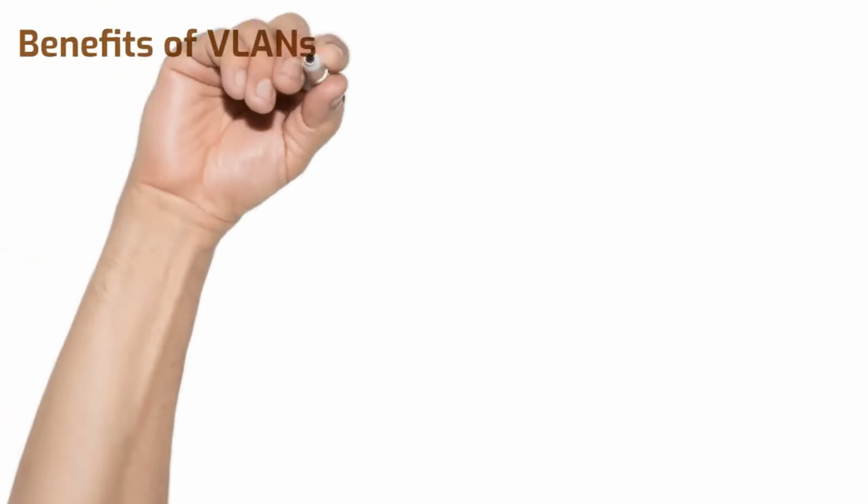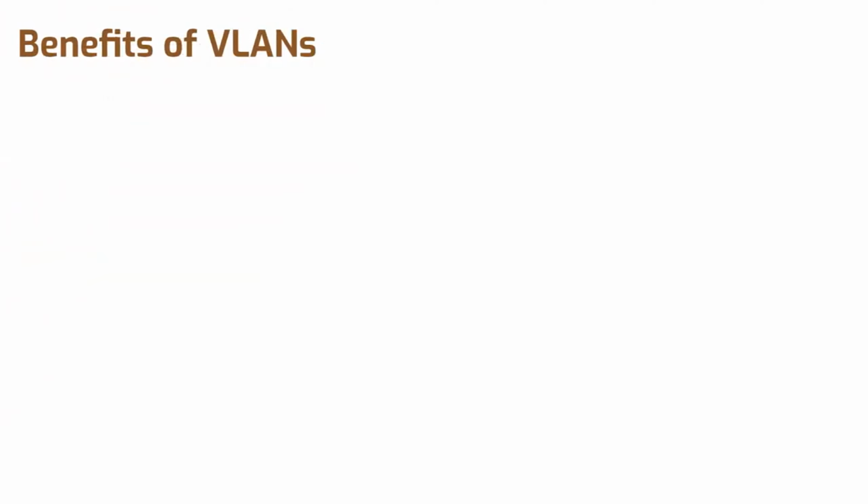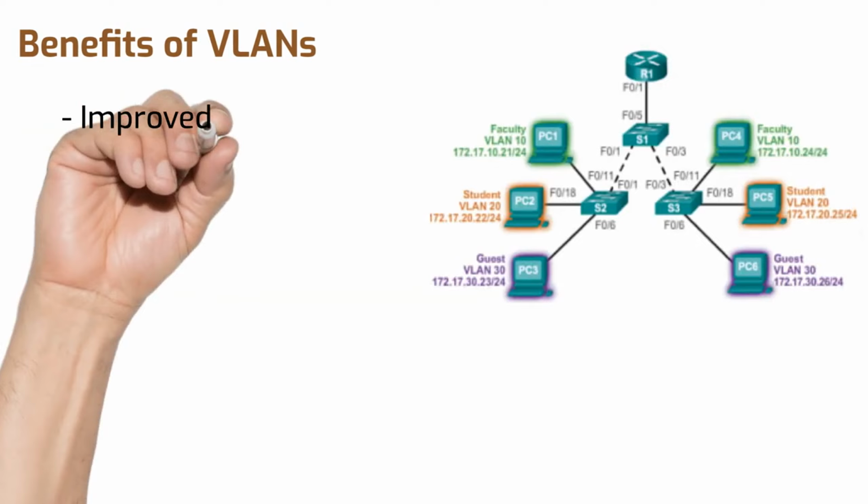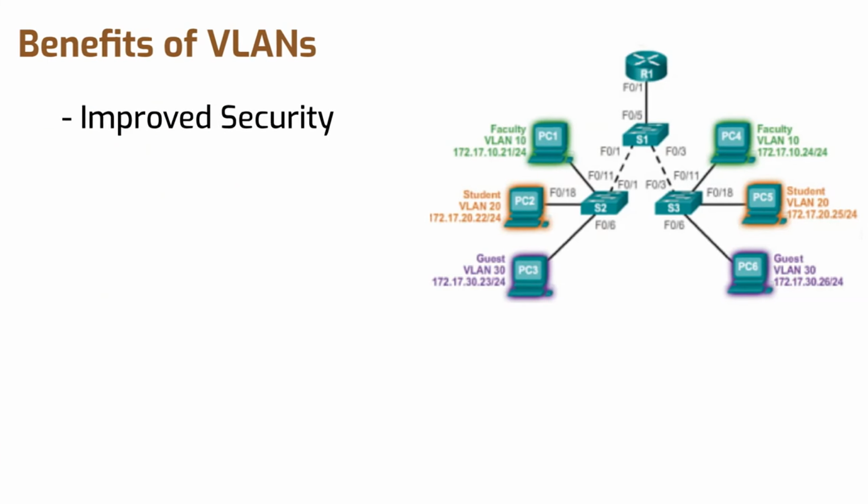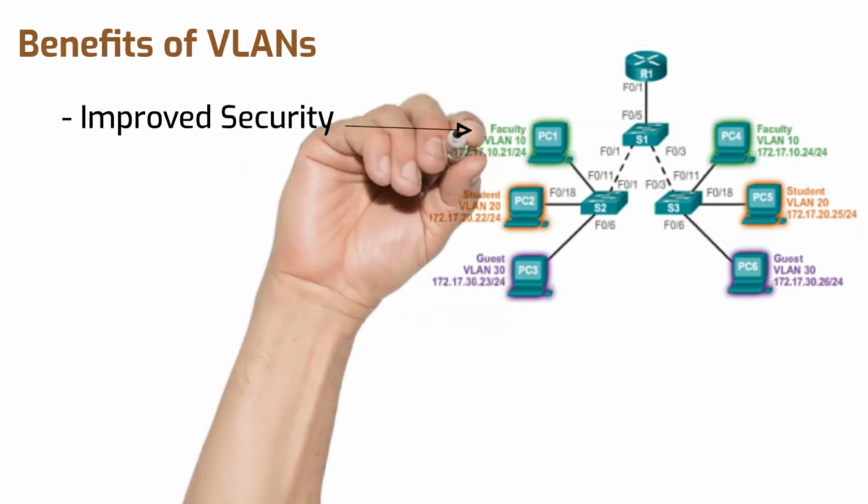Let's discuss about benefits of VLANs. The primary benefits of using a VLAN are as follows. Improved security. Groups that have sensitive data are separated from the rest of the network, decreasing the chances of confidential information breaches. As shown in the figure, faculty computers are on VLAN 10 and completely separated from student and guest data traffic.